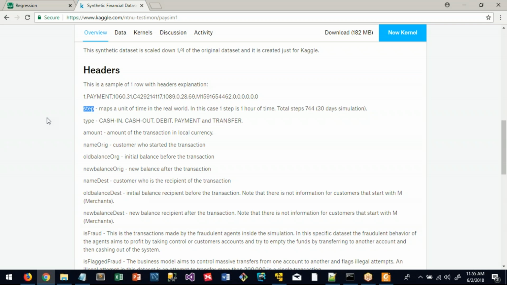3 a.m. to 4 a.m. के बीच में जितने transactions थी, they have been labeled with 4 because it was the 4th hour of that day when the transaction was happening. So you will notice it is 30 days of simulation in which the whole thing occurred, because it ranges for 30 days. All right.